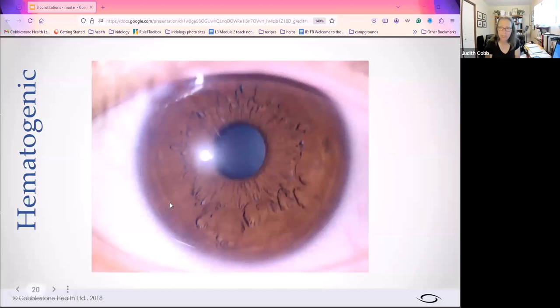Now, we've got a lot of other things in this eye, a lot of different shapes and a lot of different bits of texturing, little markings in here. Those, again, that's what we cover in the course, right? We get into that detail of those markings and how they interact with this hematogenic eye and with other things we see.